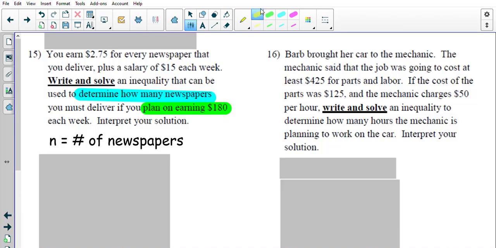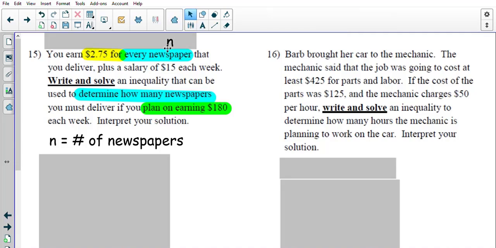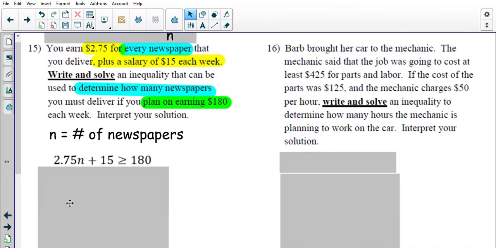Now for the rest of the problem, so we're going to have greater than or equal to 180, which we'll show or reveal here in a moment. But on the other side, we know it's $2.75 for every newspaper. Keep in mind, n represents the number of newspapers. So we can represent that as $2.75n. Then you also get a salary of $15 each week. So we can represent this as $2.75n plus 15. And again, we want to earn at least, or greater than or equal to, 180.